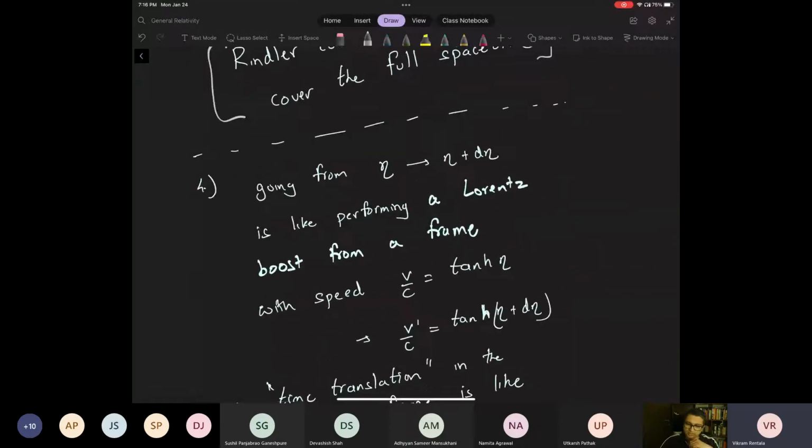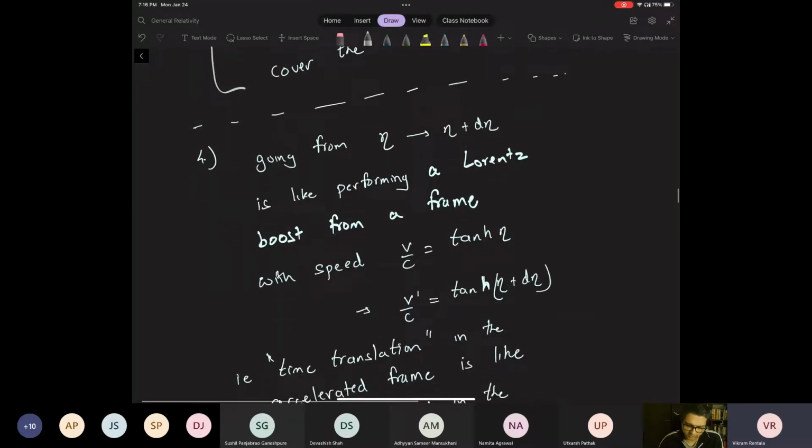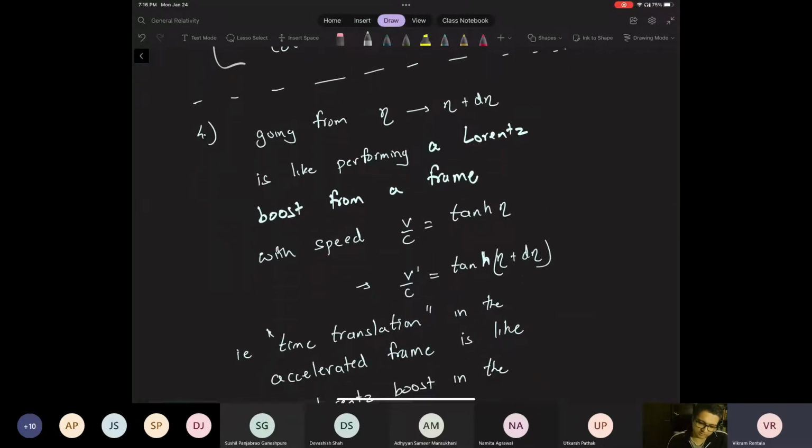Okay, now let me just conclude with some more properties of these Rindler observers. Another property is, as I go from eta to eta plus d eta, that is, if I make what I think of as a time translation for the Rindler observers, what I can see is that this is actually like performing a Lorentz boost from a frame with speed v by c, which is tanh eta.